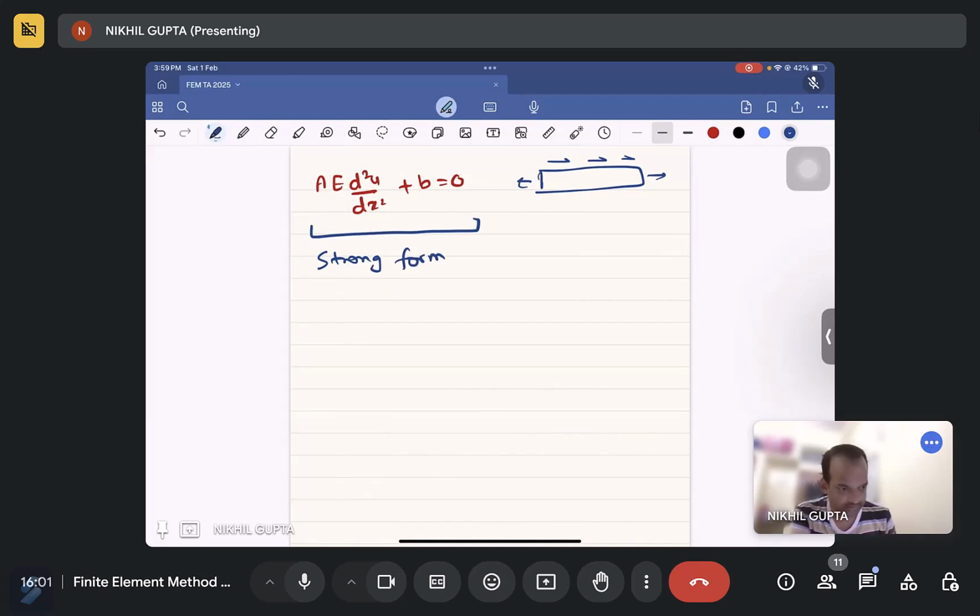So I'll define strong form as a form of differential equation which deals with the original governing equation.